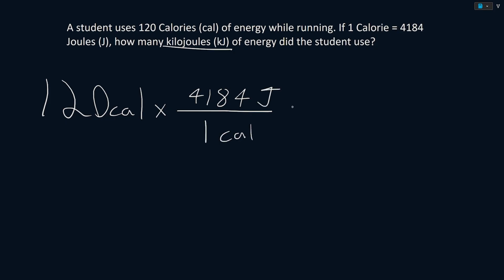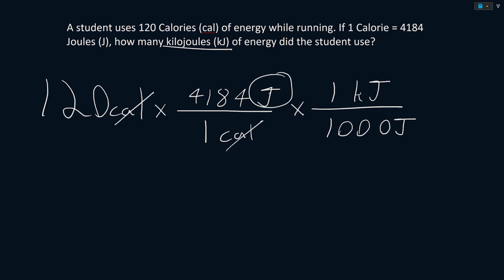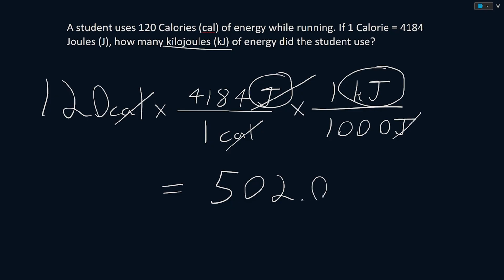Then we can convert the joules to kilojoules by multiplying by the ratio of 1 kilojoule and 1,000 joules. Here we can see that the calories cancel and leave us with joules, and then the joules cancel and leave us with kilojoules. From this, we get that 120 calories is equivalent to 502.08 kilojoules.